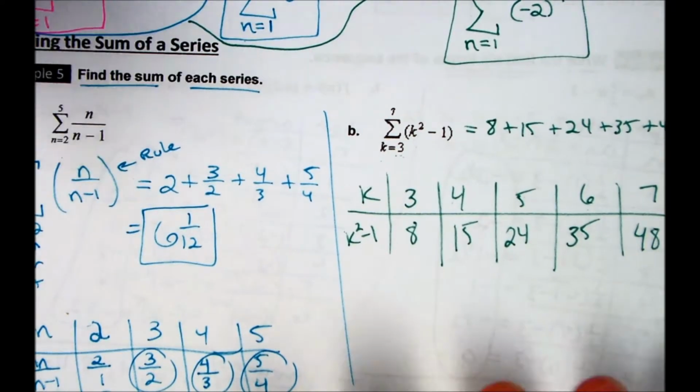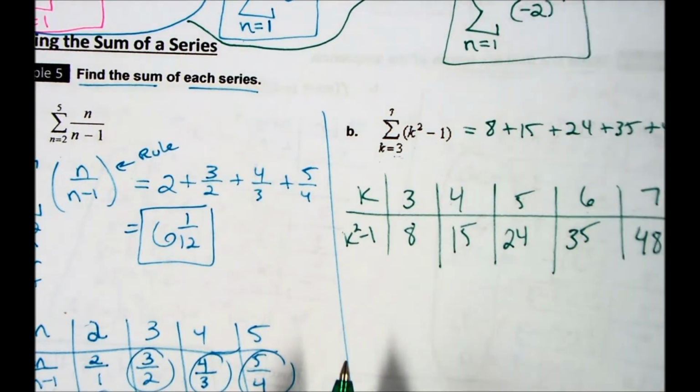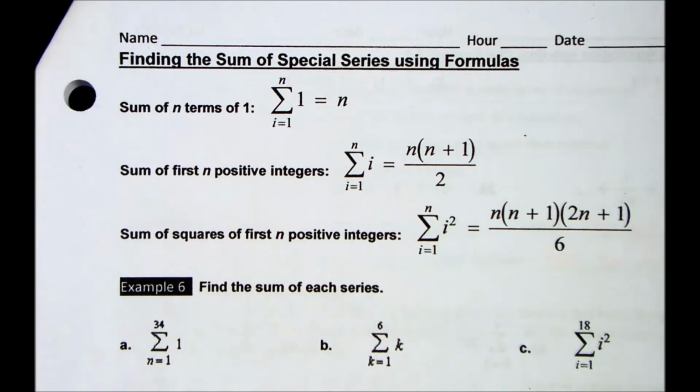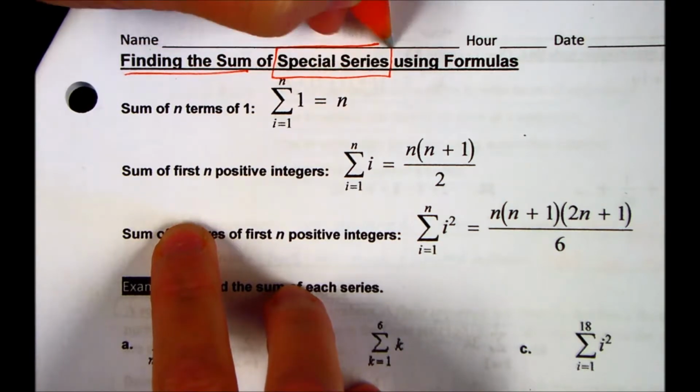Well, what if we had something that we had to go from 1 to 25 and we had to plug in 25 different numbers? Well, that would take a really long time. A computer would help us with that, which would be great, but there are some series that have special rules or formulas to help us find the sum of the series. So there are 3 special rules or 3 special series that we are going to look at. So finding the sum of special series.